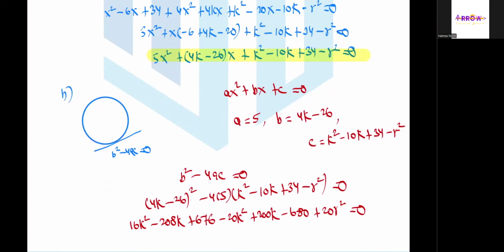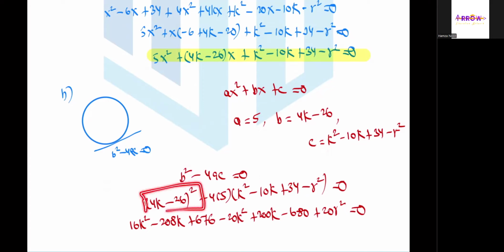All right, so if you make a comparison with the form of ax square plus bx plus c is equal to 0, so the coefficient of x square is 5, meaning a is equal to 5. The coefficient of x is 4k minus 26, meaning b is equal to 4k minus 26. And c is basically k square minus 10k plus 34 minus r square. Okay, so b square minus 4ac is equal to 0.